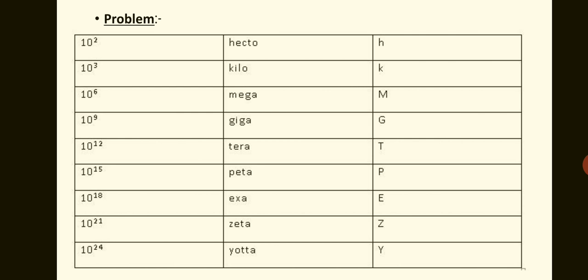10 raised to power plus 9 is called giga, and it is denoted by a capital G. Tera, capital T, and some other higher units also. 10 raised to power 15 is peta, P. 18 is exa. If the power is plus 21, then it is called zetta, or 10 raised to power 24, it is called yotta.